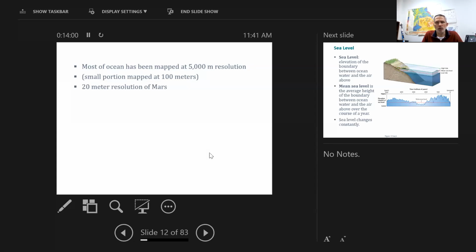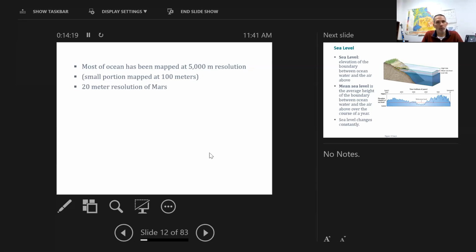7 meter resolution. What I mean by that is we can look at a computer screen, we can look at pixels. Each one of those pixels would represent a square, and what we're looking at for a 20 meter resolution is a 20 by 20 square. What is the elevation at that point?